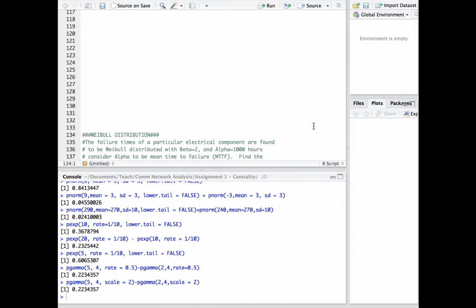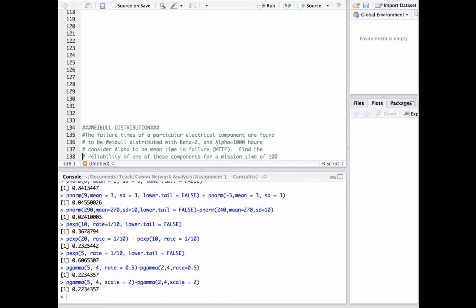So the example problem here is that the failure times of a particular electrical component are Weibull distributed, and we have these parameters: beta equals 2, alpha equals 1,000 hours. Consider alpha to be like the mean time before failure. It's usually used for reliability problems.